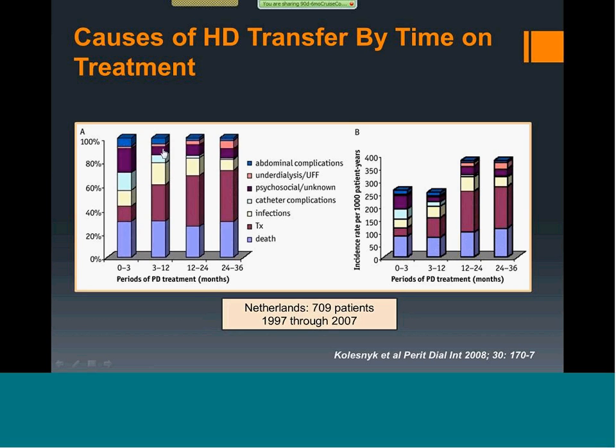And under dialysis, the psychosocial unknown remains more or less the same. And under dialysis, ultrafiltration problems go up as time goes on with dialysis. And then abdominal complications are important early on, just like the catheter complications are important early on, and diminish in importance over time.